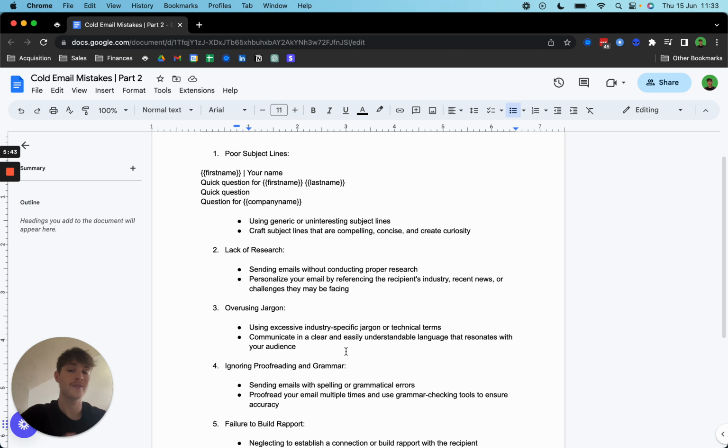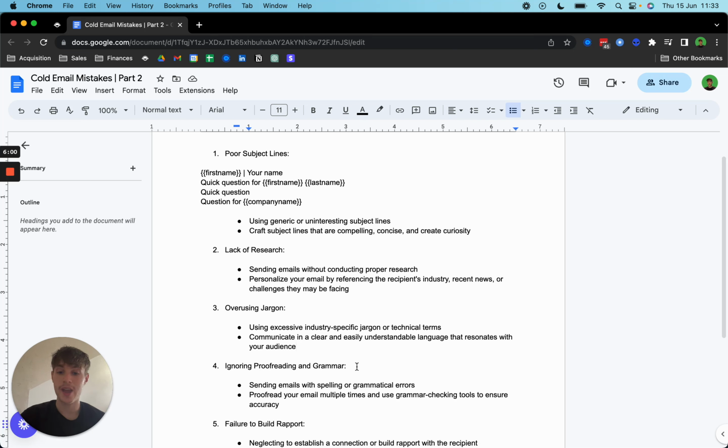For example, if you're reaching out to roofers on email, which you probably shouldn't do, it's probably better to cold call them, you're not going to be reaching out to them and saying, oh, I hope you're having a stupendous day. Maybe I'm stereotyping, but they're probably not going to use that type of language.